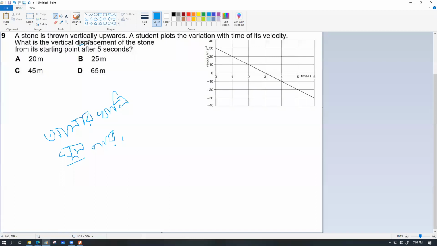This question is about displacement and this was said to be a velocity time graph, which means vector is to be considered. Have a look. The object was thrown upwards with an upward velocity of 30 meters per second. It was rising up and up and up. After 3 seconds, it reaches its maximum height, because this is the point where the velocity becomes 0.